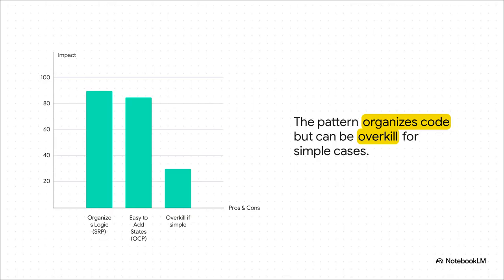Now, let's be real. No pattern is perfect for every situation. The pros here are huge. You're organizing your code beautifully, following principles like the single responsibility principle, since each class has just one job. You're also following the open/closed principle because you can extend functionality without modifying old code. But there's a flip side. If you only have, say, 2 simple states that aren't going to change much, creating a whole bunch of classes might be using a sledgehammer to crack a nut. It can be overkill. So, use it wisely.